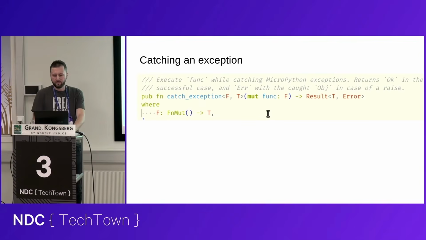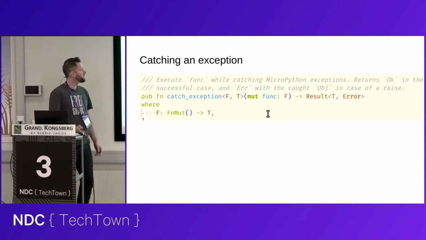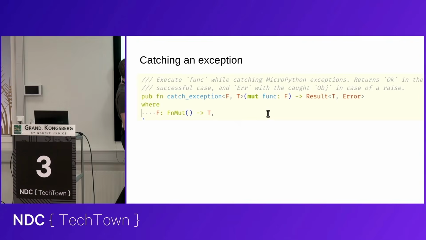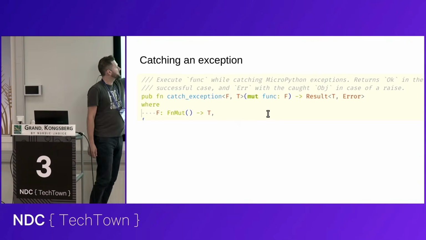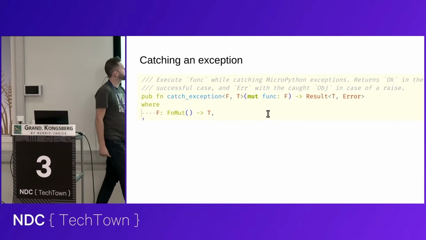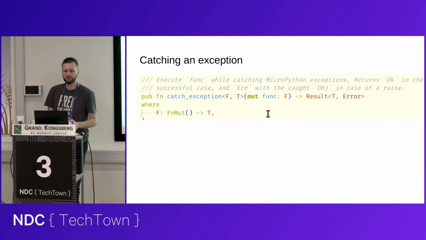Catching an exception. Now we're getting back to what I talked about before. The signature of this function: it's accepting a closure that returns just type T, and it returns a result over type T, either the T that's originally coming from the closure or an exception that was caught.